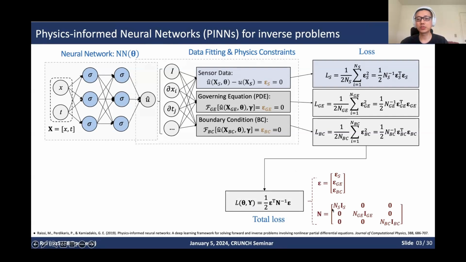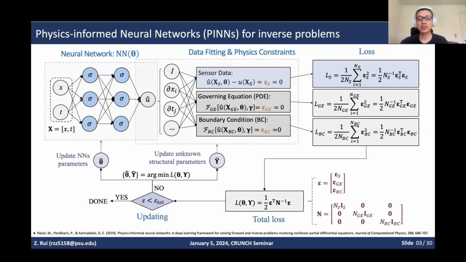And the N represents the batch size of the training input data. So in that case, we get the total loss, and then we can update the unknown parameters of the neural network and also the unknown parameters of the structure by minimizing the total loss. So the general idea of the PINN, particularly for inverse problems, can be shown in this diagram.